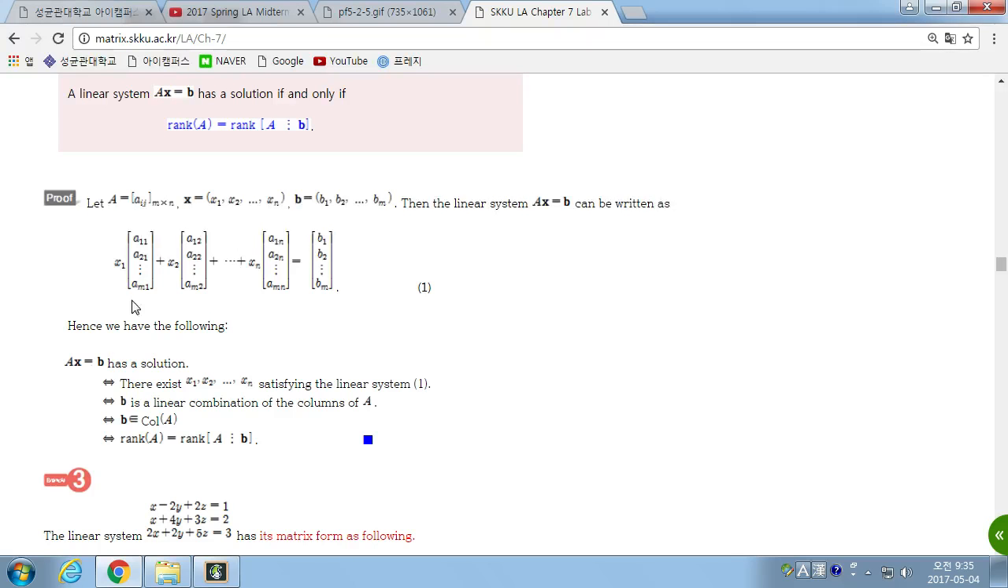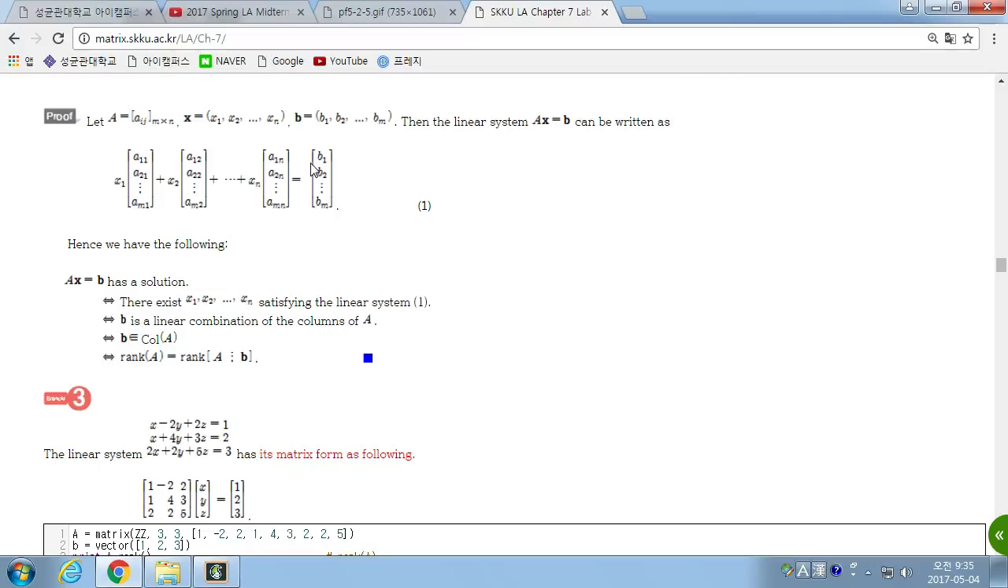If it has a solution, then there exists Xi's satisfying the equation 1, which means this vector B is a linear combination of columns of A, isn't it? If and only if B is in the column space of A, B is a linear combination of column vectors of A. So B is in the column space of A. So rank of A should be same as rank of this 첨가행렬. Okay. Because this column is a linear combination of columns in here, so it doesn't make any changes on column length. There's no change on the column length.